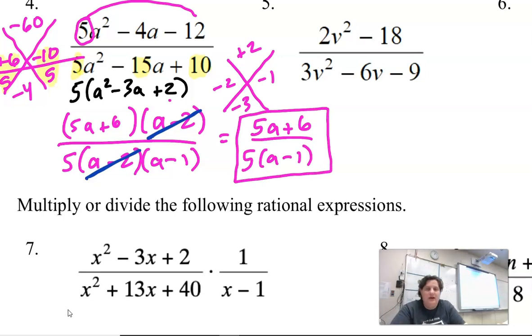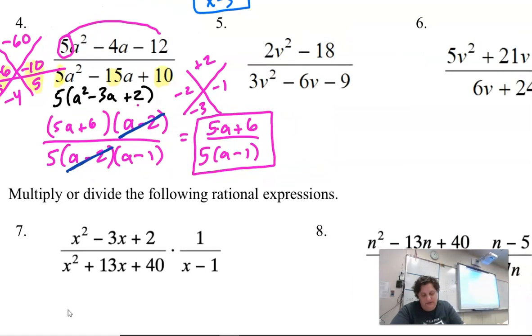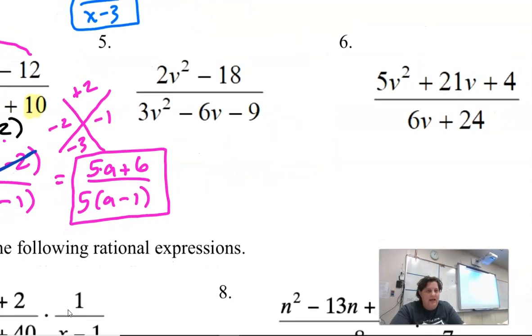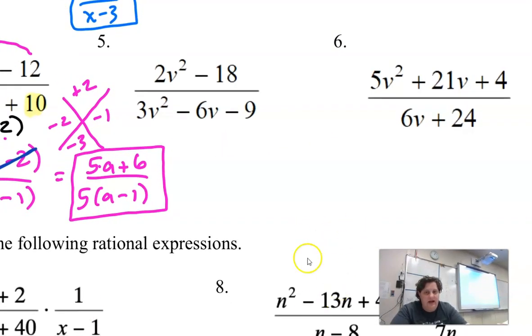All right. You guys, the 5s cannot cancel because one's outside the parenthesis, but that one's not, and you can't factor a 5 out. So we're just going to leave it like this. Okay, good. Let's look at number 5.